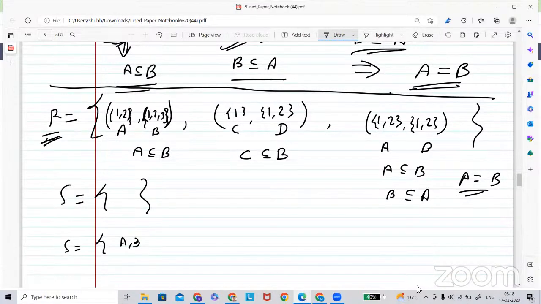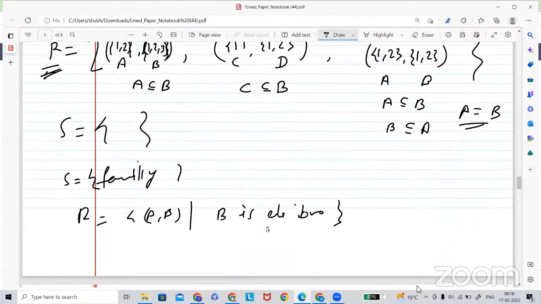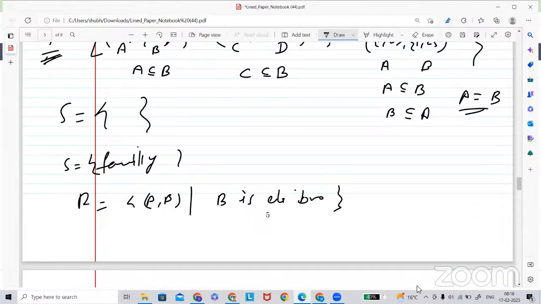Otherwise, suppose S is a family, a collection of family members, and I define the relation R as: A and B are sons, and B is the elder brother. So is this relation going to be antisymmetric? Sir, what is the relation written here? B is the elder brother of A. Elder brother, he has more age than A.